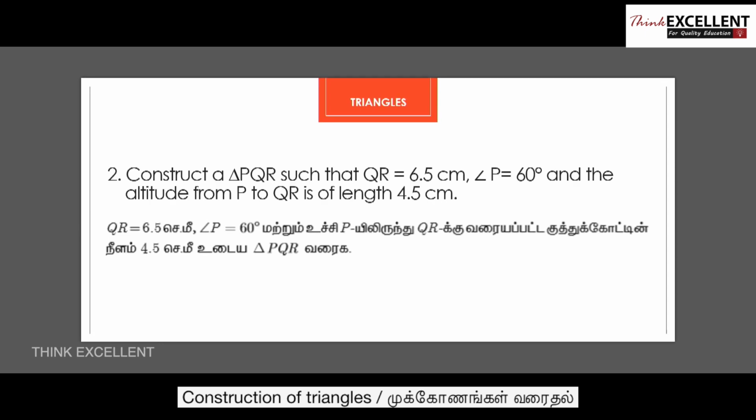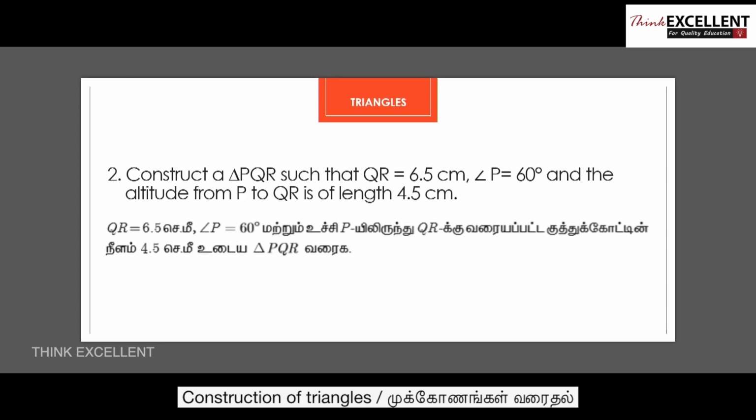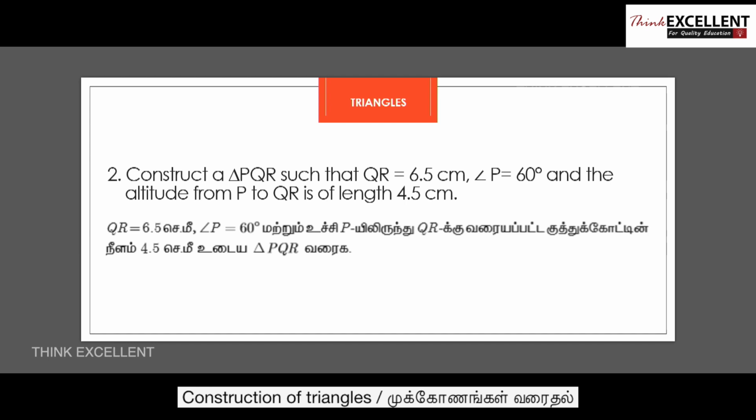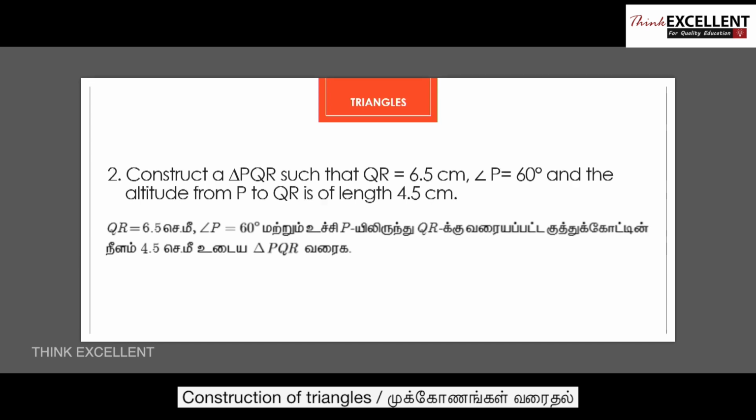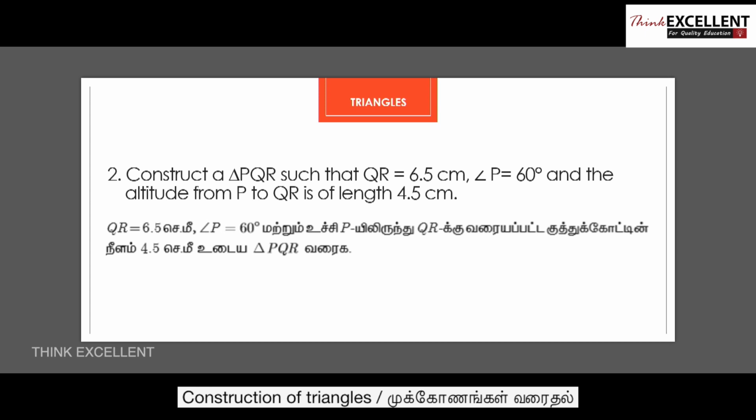Okay, now we go for the second question. Construct triangle PQR such that QR equal to 6.5 centimeter, base 6.5 centimeter, angle P 60 degree vertical angle, and the altitude from P to QR, altitude is given as 4.5.